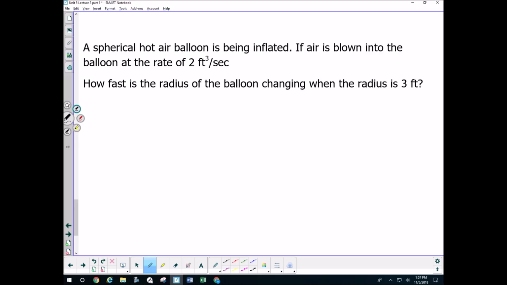A spherical hot air balloon is being inflated. If air is blown into the balloon at a rate of 2 cubic feet per second, how fast is the radius of the balloon changing when the radius is 3? So you will be given the volume of a sphere formula. This will be given to you. So this is why this is not that hard. This is 4/3 pi r cubed. You guys do the translations of the other information from the word problem.